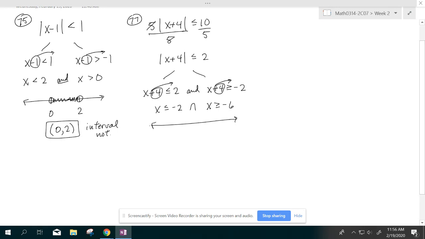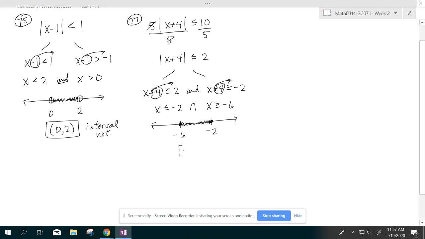What is my leftmost critical point? -6. Everybody agree -6 is smaller than -2? Open or solid? Solid. And which way will I shade? So -2 to the left, -6 to the right. Do y'all see that indicates shade in the middle? And now I can get the interval notation.